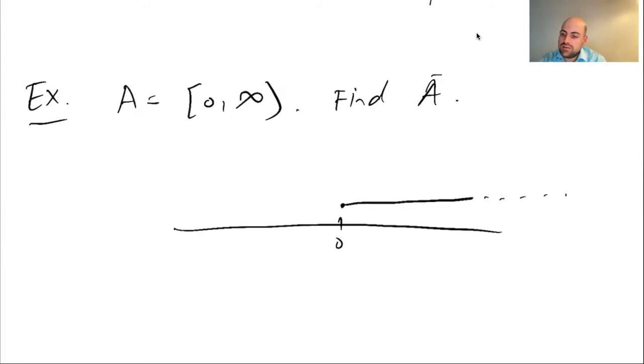So let me leave also an important property as exercise. Show that A minus B is the same as A intersection B complement. Complement here we denoted with bar.